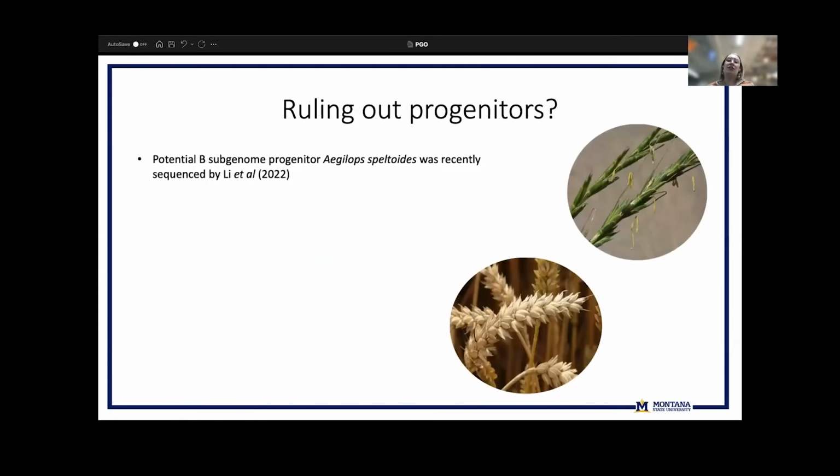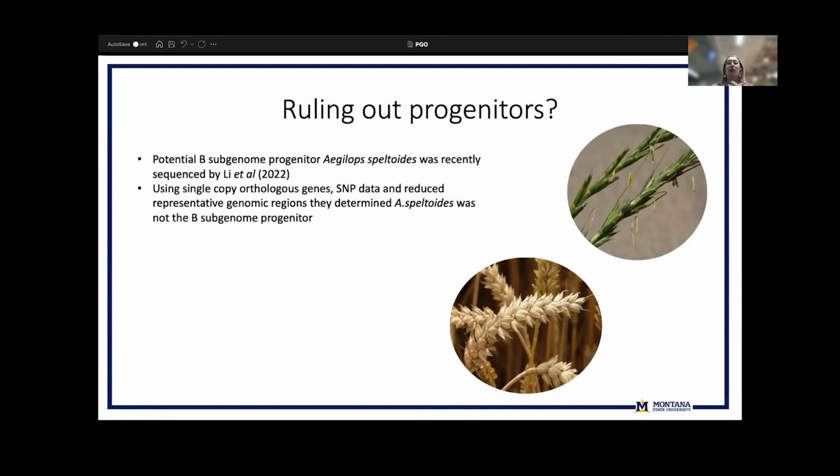This actually gave us a bit of pause for thought. Can we use this to rule out progenitors? There was a paper recently by Lee et al. in 2022 who looked into whether Aegilops speltoides was the subgenome progenitor of the B subgenome for wheat. They used different features: single copy orthologous genes, SNP data, and reduced representation genomic regions. And they came to the conclusion that Aegilops speltoides is not the subgenome progenitor for the B subgenome, but is related to the potential B subgenome progenitor.